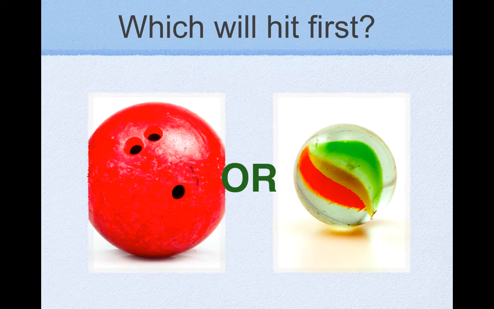So question for you here then. I've got a bowling ball and a marble. Bowling ball, large mass, large surface area. Marble, comparatively small surface area, small mass. So which one is going to hit the ground first if we drop them from the same height?